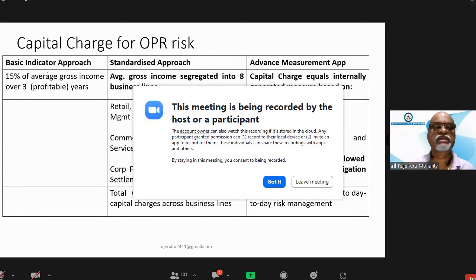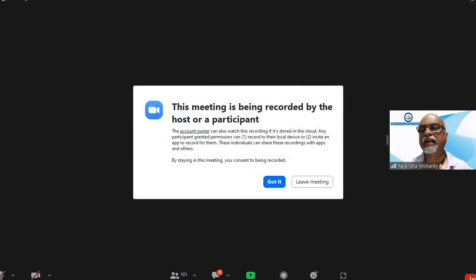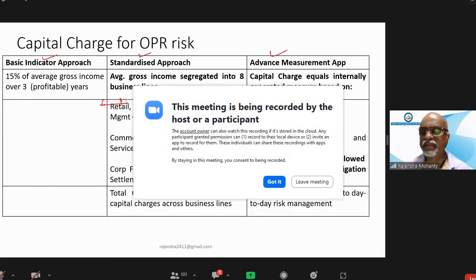So you know the process how to calculate under basic indicator approach and how to calculate standard error. Now the third method is advanced measurement method. So basically this is a totally different method than these 2 methods. You have to forego all these things to arrive at the capital for advanced measurement method.